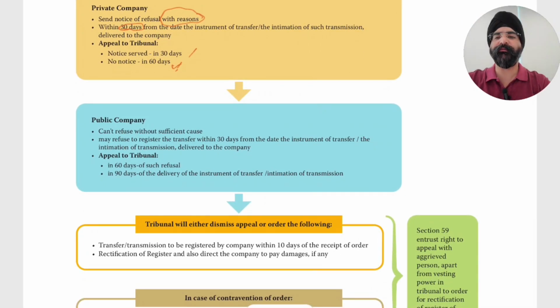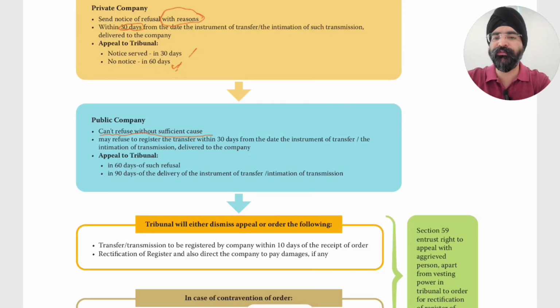What happens in case of public company? Now private company can restrict, has to restrict transferability of shares. But in case of public company, it can't refuse without sufficient cause. There must be a valid sufficient cause, otherwise public company cannot refuse to transfer or transmit the shares.